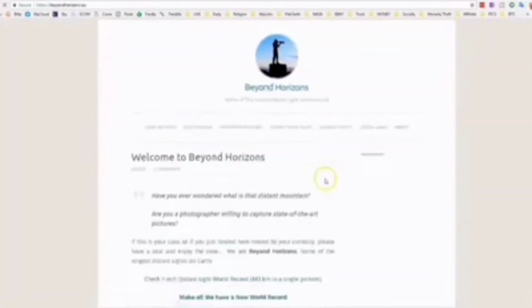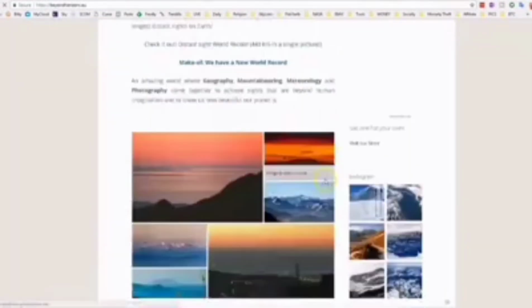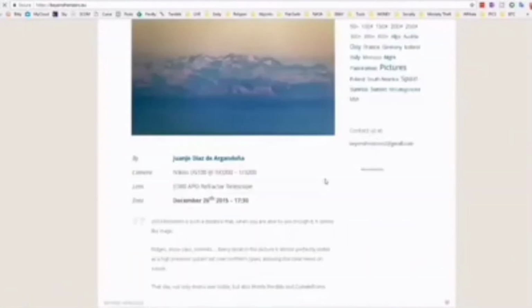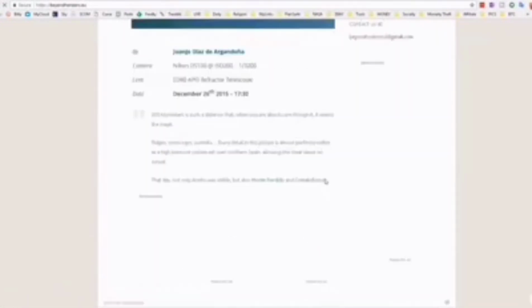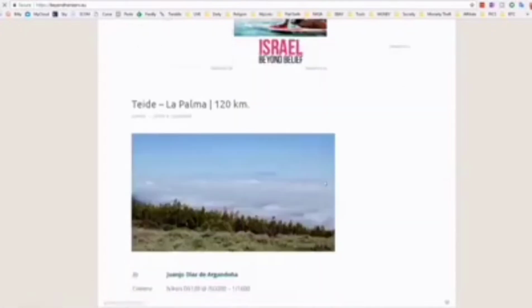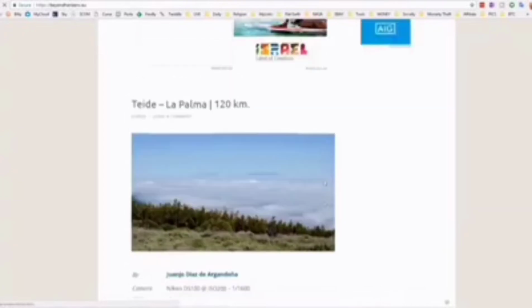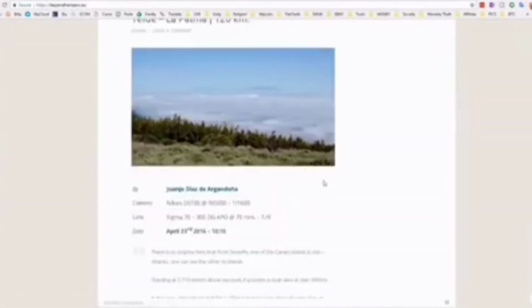I wanted to show you a website that you can go to. It's called beyondhorizons.eu. If you head over there, it's people who are taking pictures of extremely long distances. You need to do the same. Get out and do your own tests, do your own research, because when you do observe mountains at 120 miles, at 150 miles, 160 miles, then you have no more reason to believe in a globe.